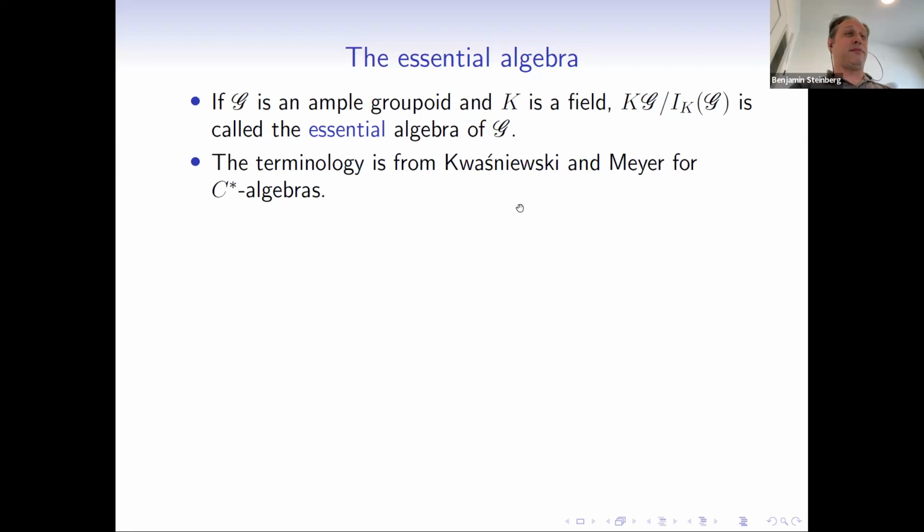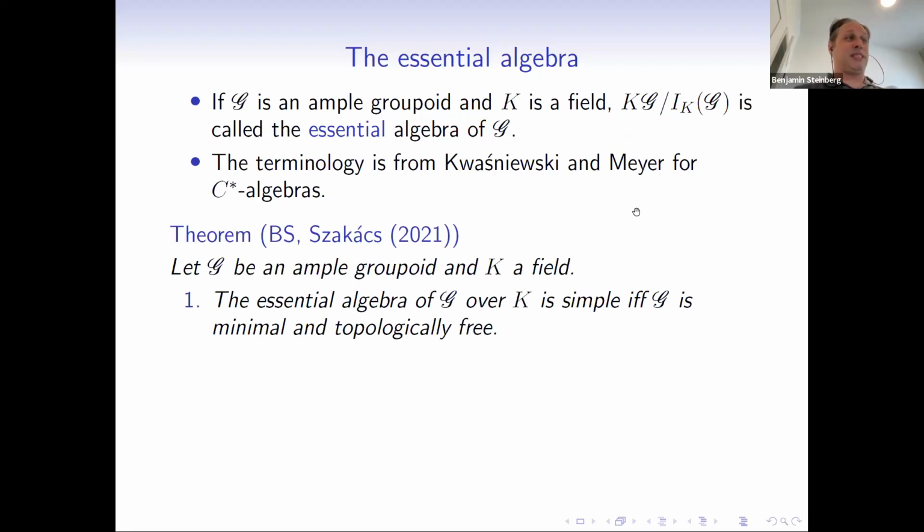This terminology comes from Bönicke... Buss... Meyer for C-star algebras. They introduced it sometime in between when our paper first came out and when we got our referee's report. And the referee suggested maybe we should really be looking at simplicity of the essential algebra. And so we proved this result. If G is an ample groupoid and K is a field, then the essential algebra of G over K is simple if and only if G is minimal and topologically free.